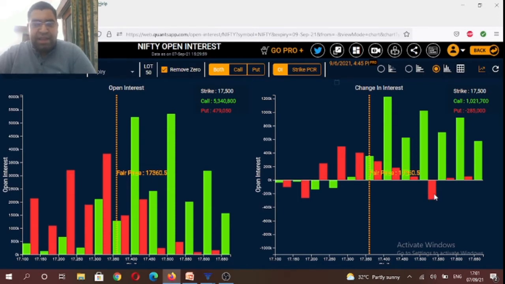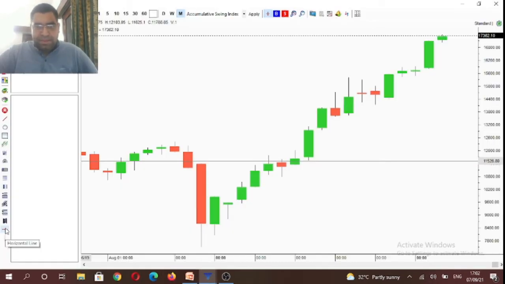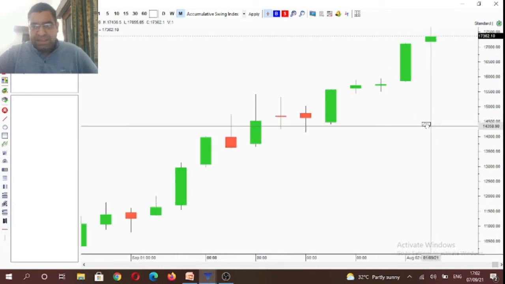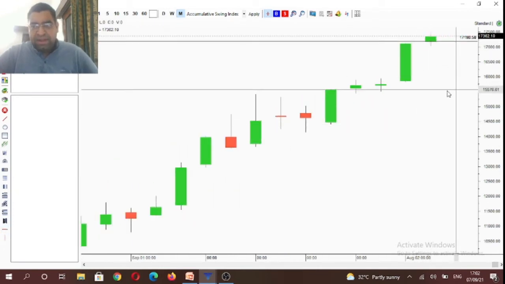So on intraday, today was a very volatile day. Intraday traders, those who would have shorted intraday, it is their footprint that we are seeing over here on 17,500 put strike. So put option buyers of 17,500 put strike booked their profits, and 17,500 put writers booked their losses. Now we would be discussing the Nifty index on multiple time frames.